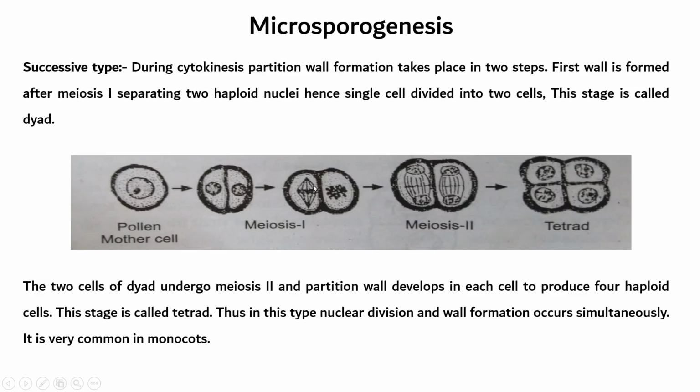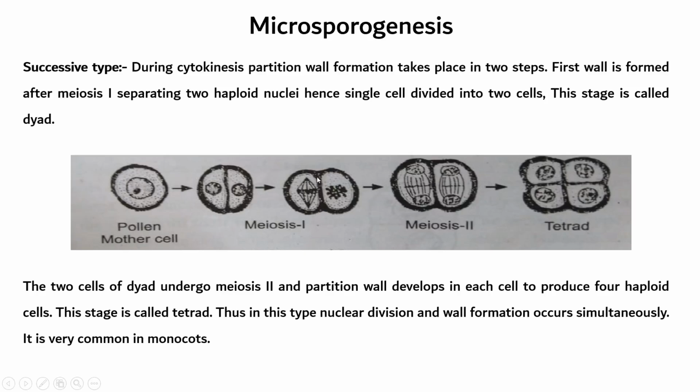Now in meiosis second, the 2 cells of the dyad undergo meiosis second and a partition wall develops in each cell to produce 4 haploid cells. And this stage is called a tetrad. Thus, in this type of nuclear division, wall formation occurs successively, and an example of this type of tetrad is the monocots.